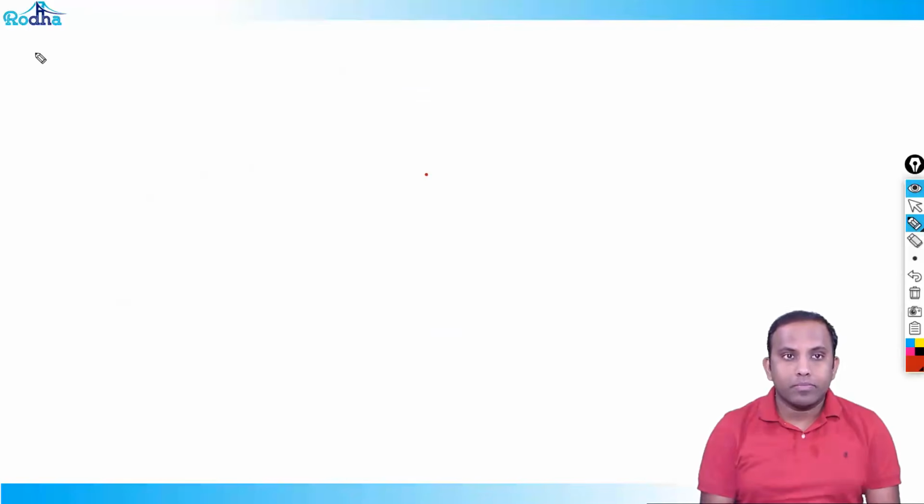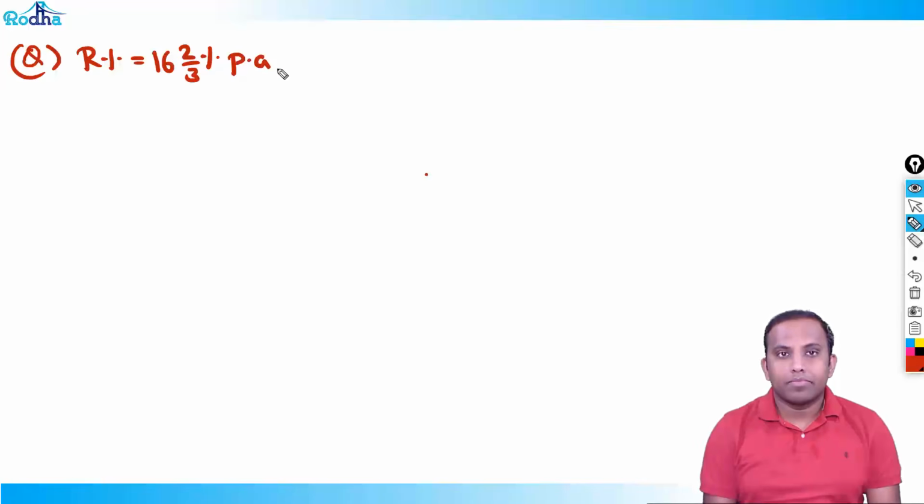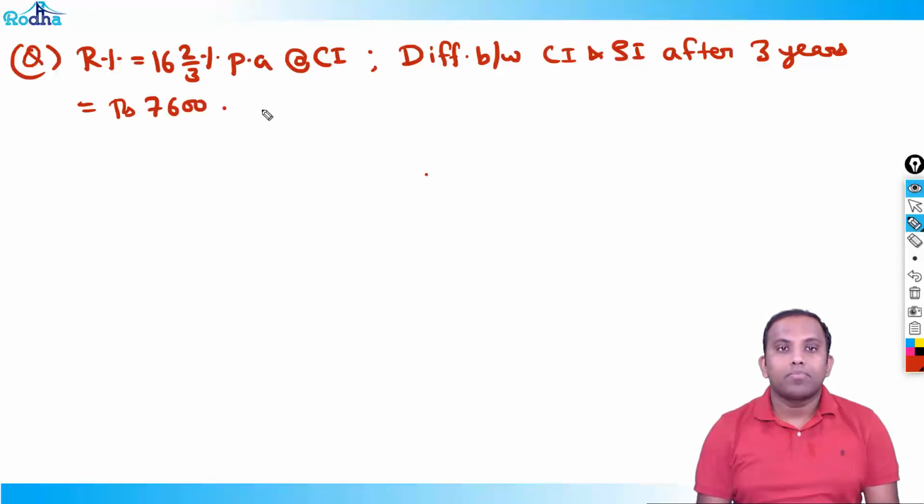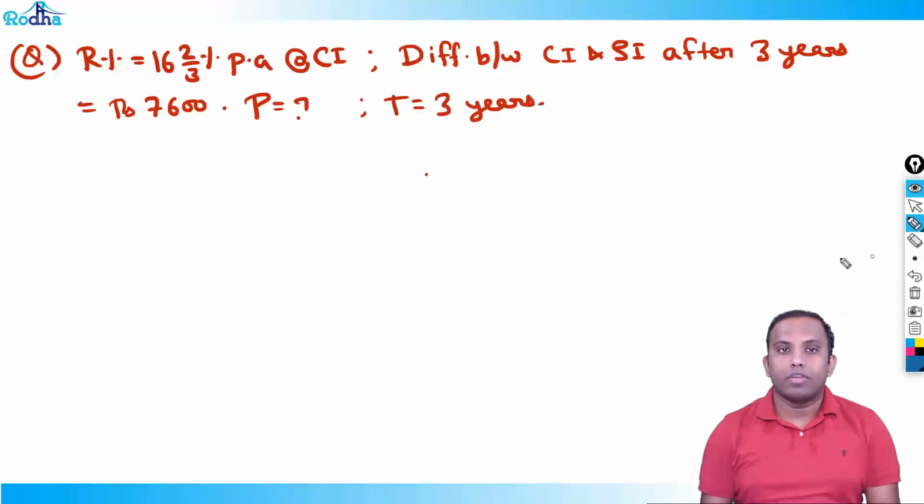So the next question is: rate percent is 16 2 by 3% per annum at CI. The difference between CI and SI after 3 years is rupees 7,600, and you have to find the principal. For a time period of 3 years it is given, right? That's the question we have now.